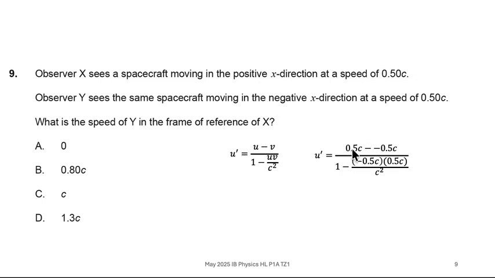at plus 0.5c, and then we've got a negative x direction, minus 0.5c, and so we've got two negatives on the top and bottom. We're going to go 0.5c plus 0.5c over 1 plus (0.5c)² over c², which is going to come out at 0.8c, which is why the answer here is B.